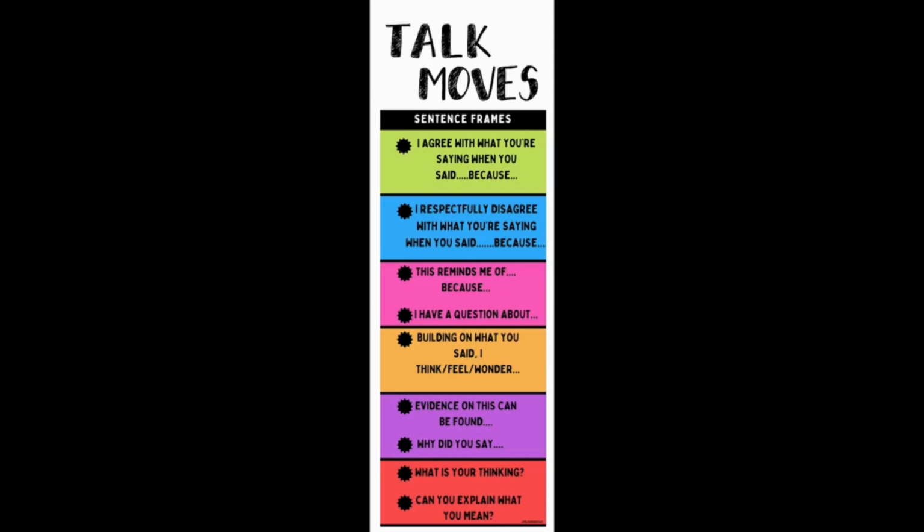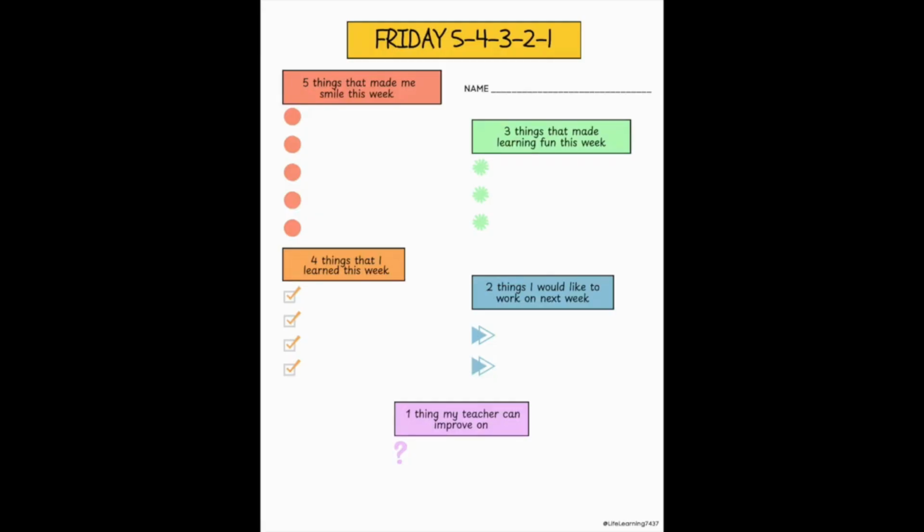To encourage discussions, I'm going to use talk moves, or as I call them, sentence starters, to get discussions going. Again, I have a free resource if you're interested in that too. And I'm also going to encourage feedback. Every week, I want to implement Friday 5, 4, 3, 2, 1, which is something I think I made up myself. It's a great way to get students' feedback throughout the week. I will link a copy of this free for you to use down below too.